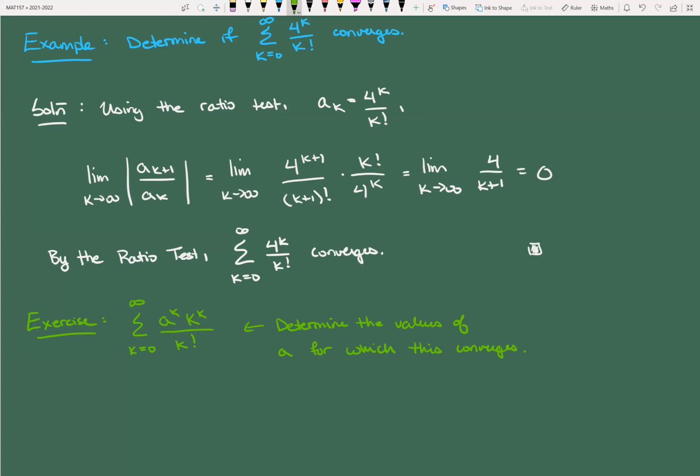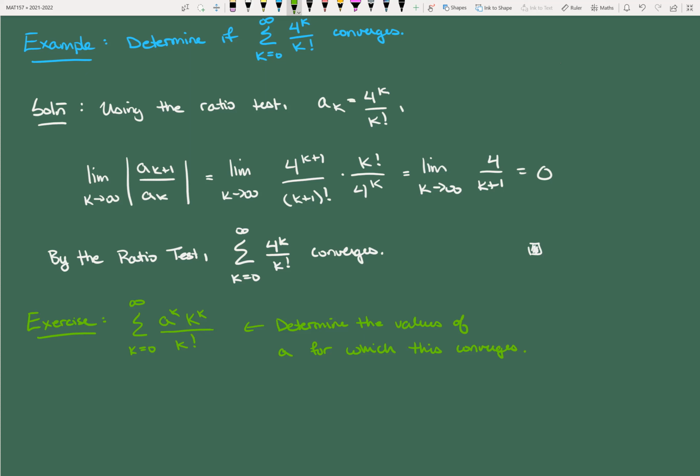Assuming that I've set this up correctly and I remembered the series, there is a very surprising answer. There's a point at which it converges and a point at which it diverges. As a spoiler, this doesn't converge for all A and it doesn't diverge for all A. There is a hard point.